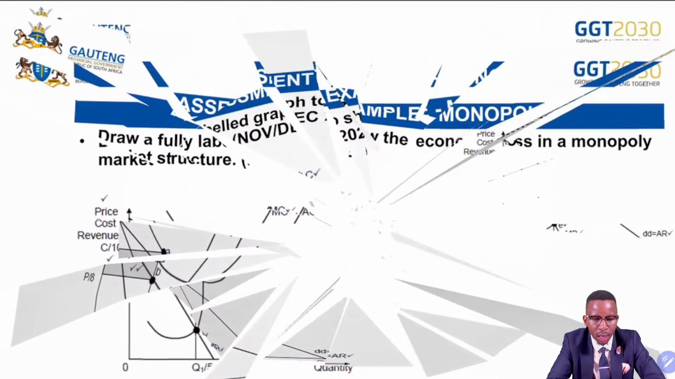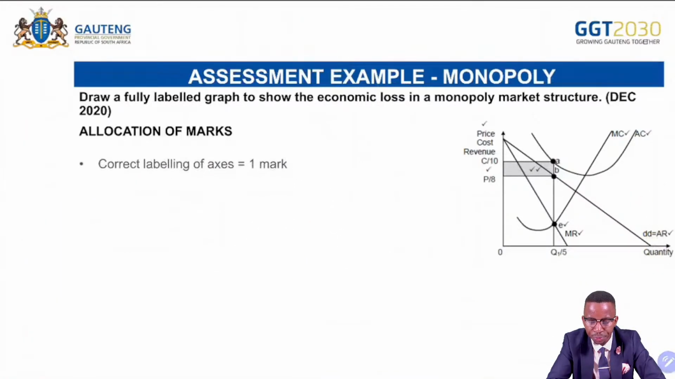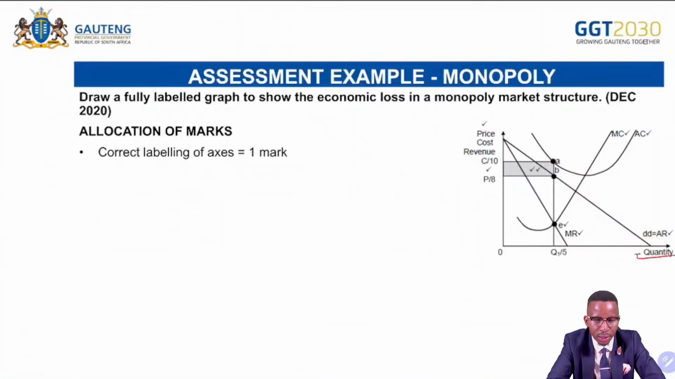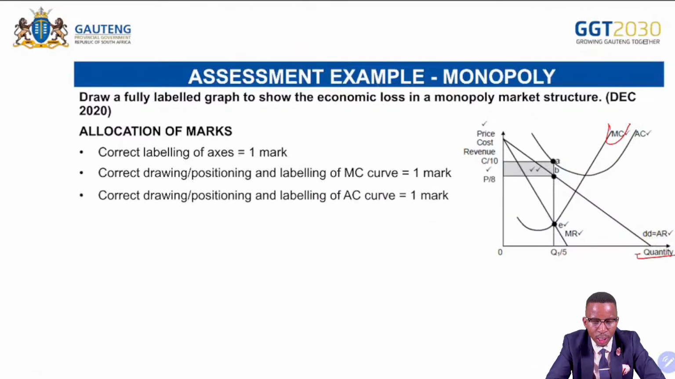Let's see the allocation of marks. Correct labeling of axis is 1 mark, where you write the quantity and the price. And then correct drawing, positioning of, and labeling of MC. There is MC, it is also 1 mark. And then correct drawing, positioning of AC. You can see AC is turning at the right point there. It's above AR. It's also 1 mark.